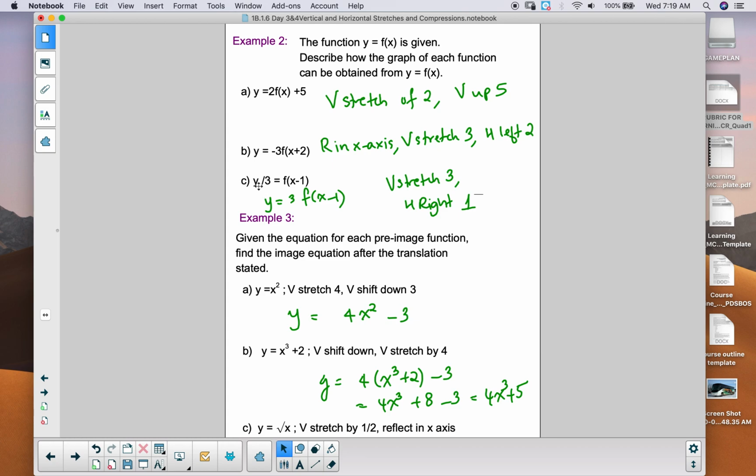Okay. In the third example, y over 3 is equal to f of x minus 1. It's rearranged, so you get y equals 3 times f of x minus 1. So the 3 means there is a vertical stretch by a factor of 3, and x minus 1 means the graph has now moved 1 unit to the right. Okay.